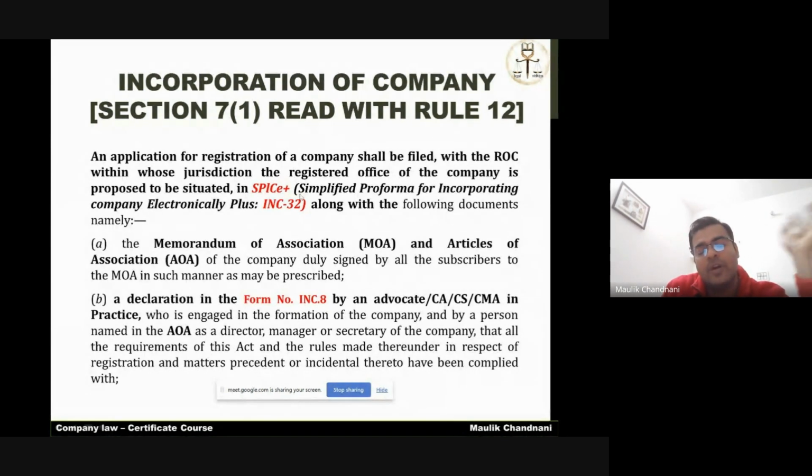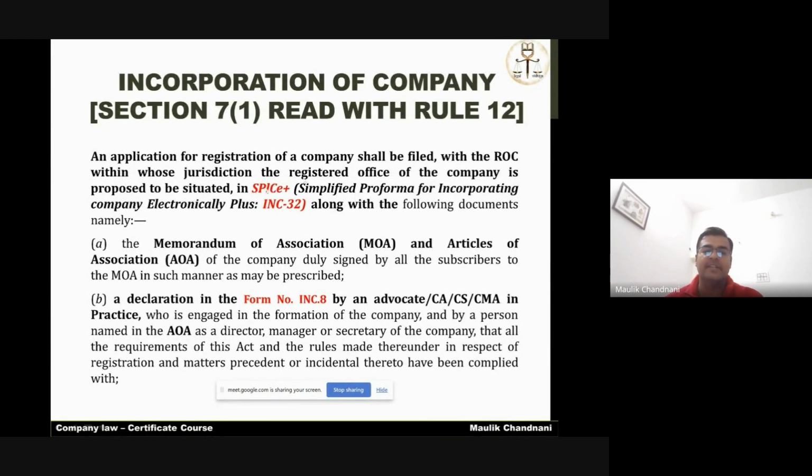Now the online application is made in form SPICE Plus. What is the full form of SPICE? Simplified Proforma for Incorporating Companies Electronically Plus. Earlier it was SPICE with some modification. Now the new form is SPICE Plus. Actually, the form is INC 32. The fancy name of this form is SPICE Plus.